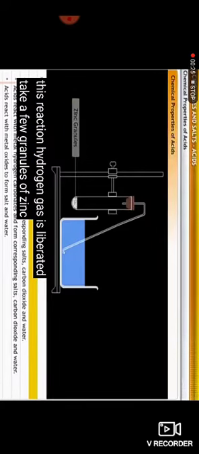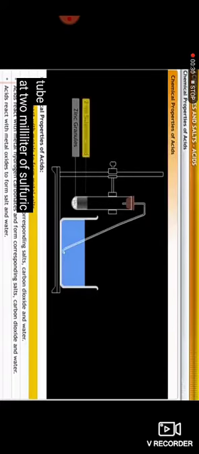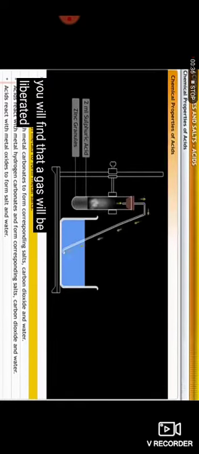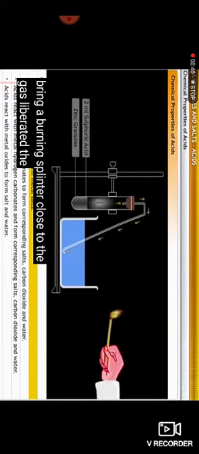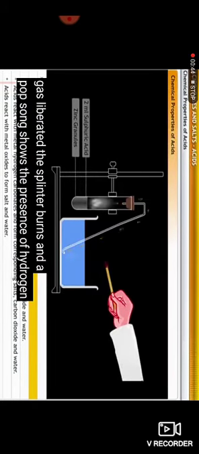Take a few granules of zinc in a test tube. Add 2 milliliters of sulfuric acid to it. You will find that a gas will be liberated. Bring a burning splinter close to the gas liberated. The splinter burns and a pop sound shows the presence of hydrogen.